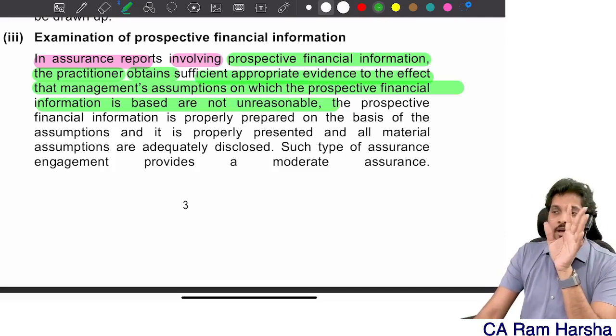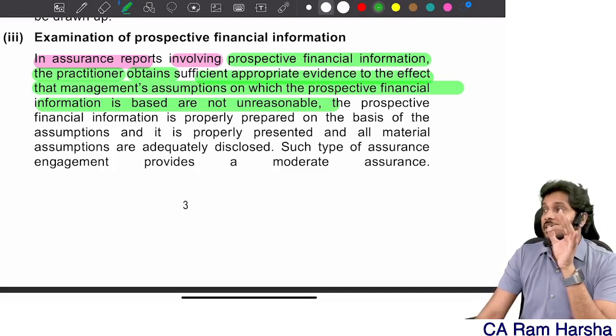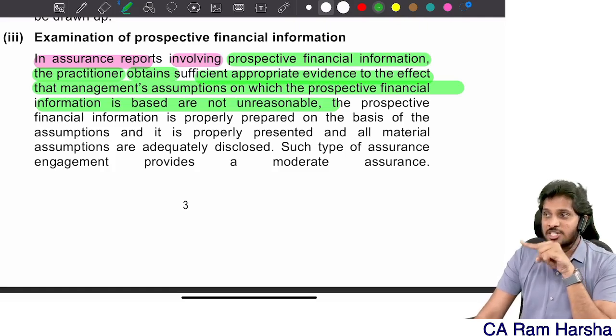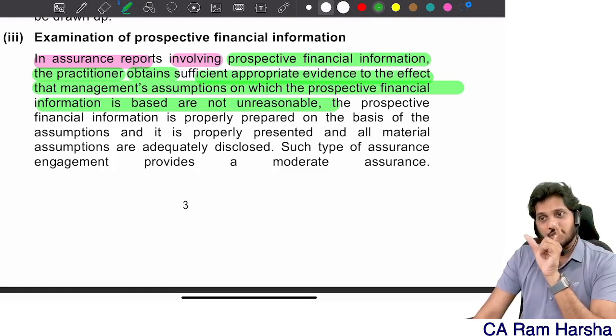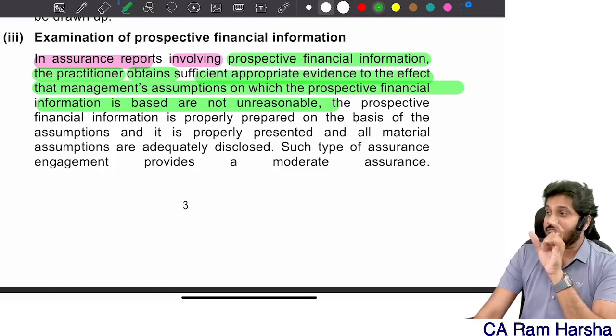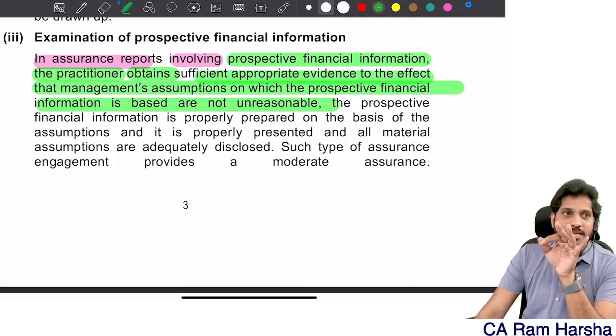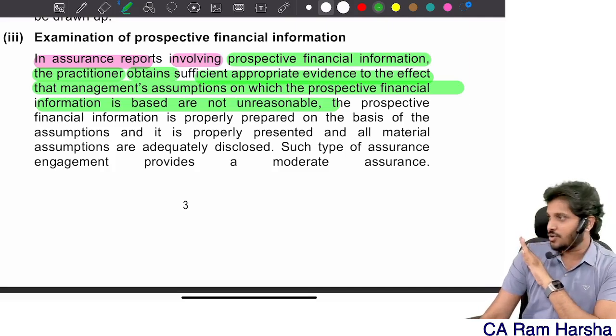So generally, we are prohibited to certify prospective financials, technically speaking, unless you mention in the report what assumptions were used, and you have to mention the fact that you didn't vouch for the accuracy of the information. You only verified the assumptions and their reasonableness. That's it. Are you getting it?